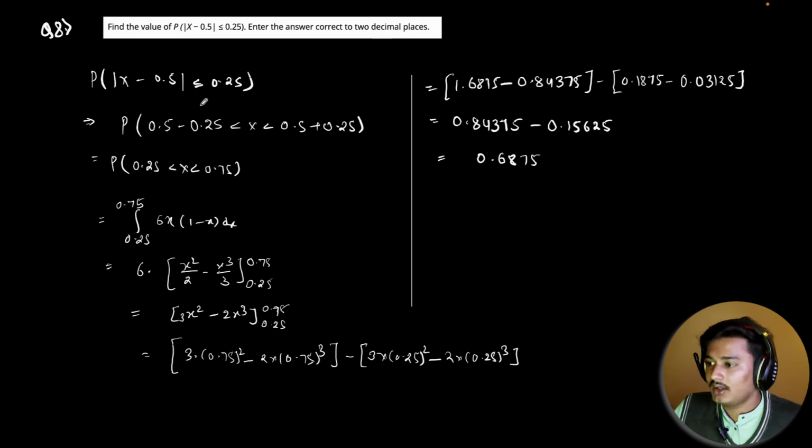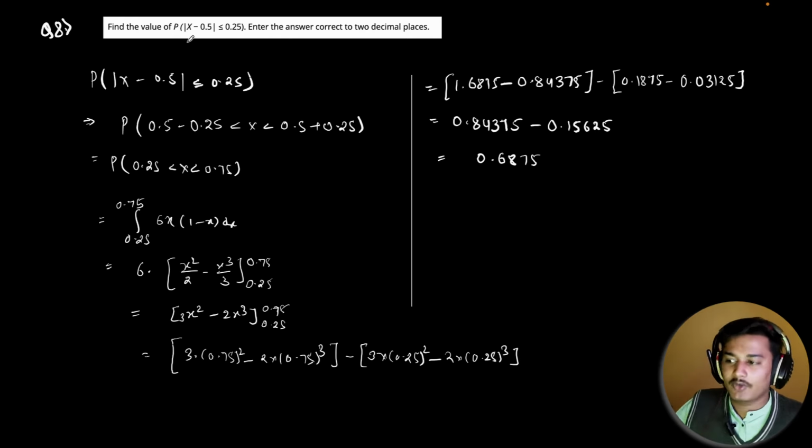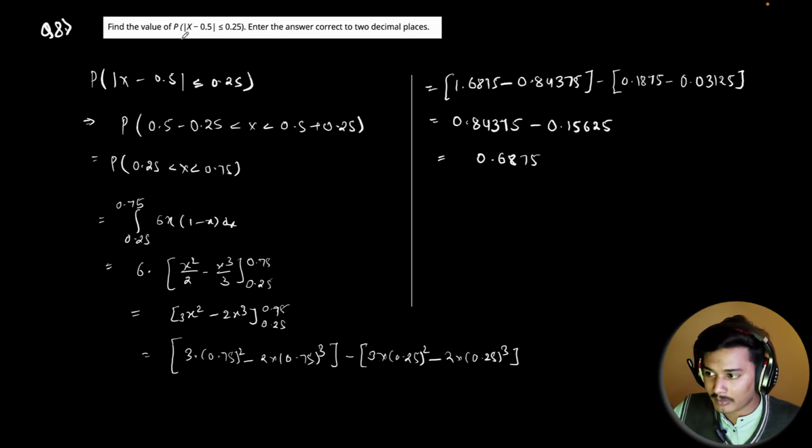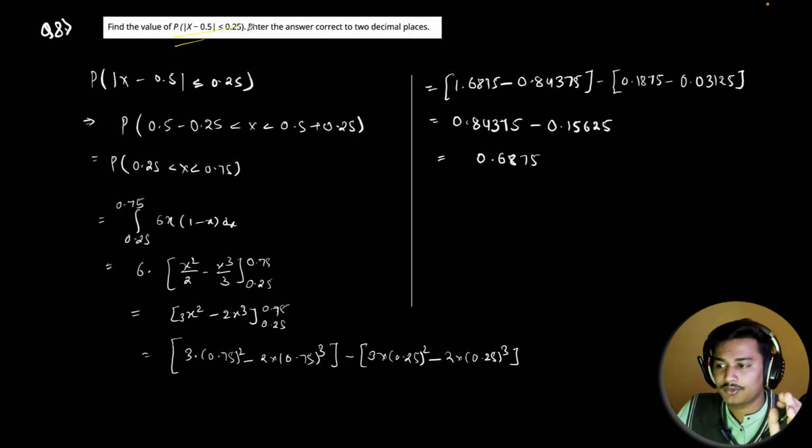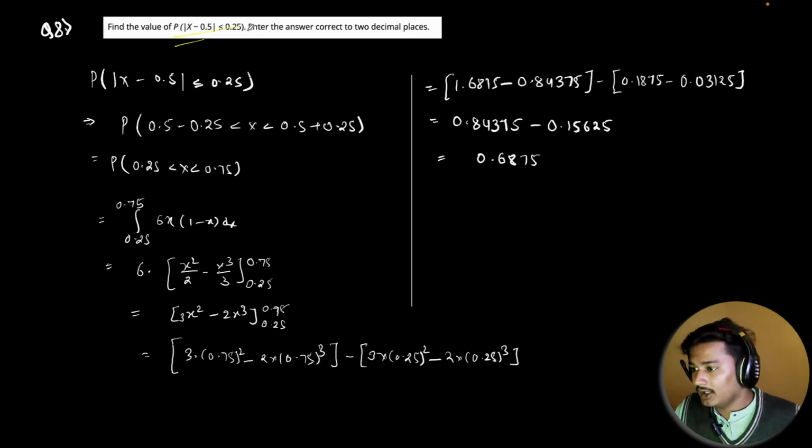Now next question. Find the value of P of mod x minus 0.5 less than or equal to 0.25, right? So what will be the probability of this? Remember, it is not asking about Chebyshev's or anything else, not asking about bounds. It is asking about probability, right? So when you are asked about probability, we will be solving this.